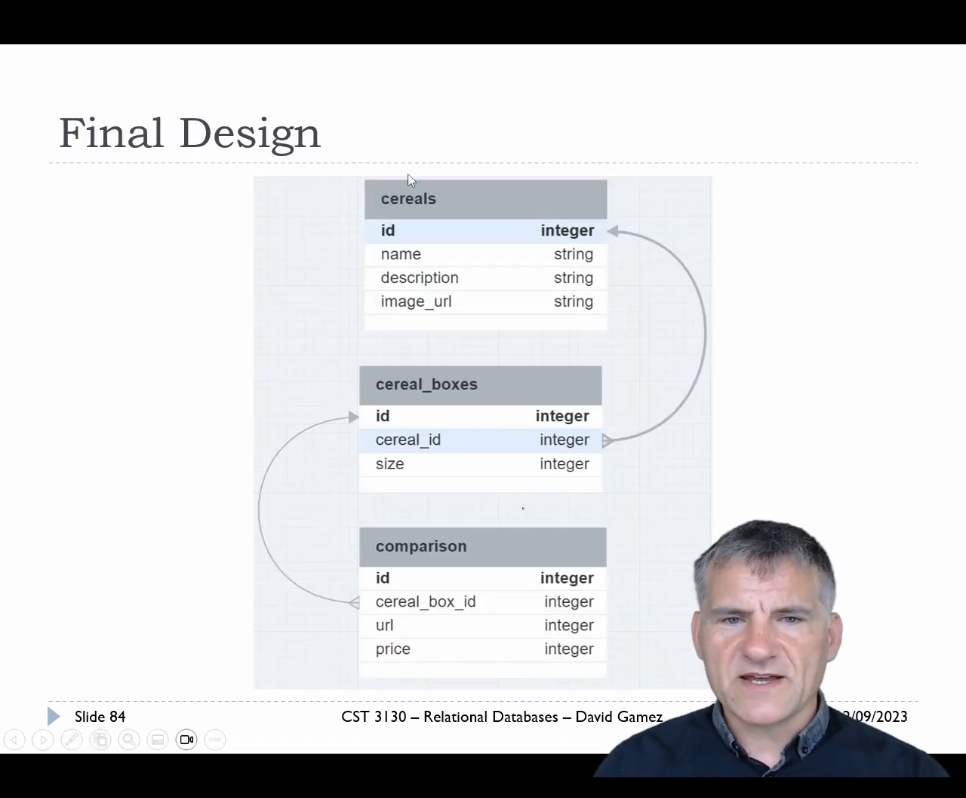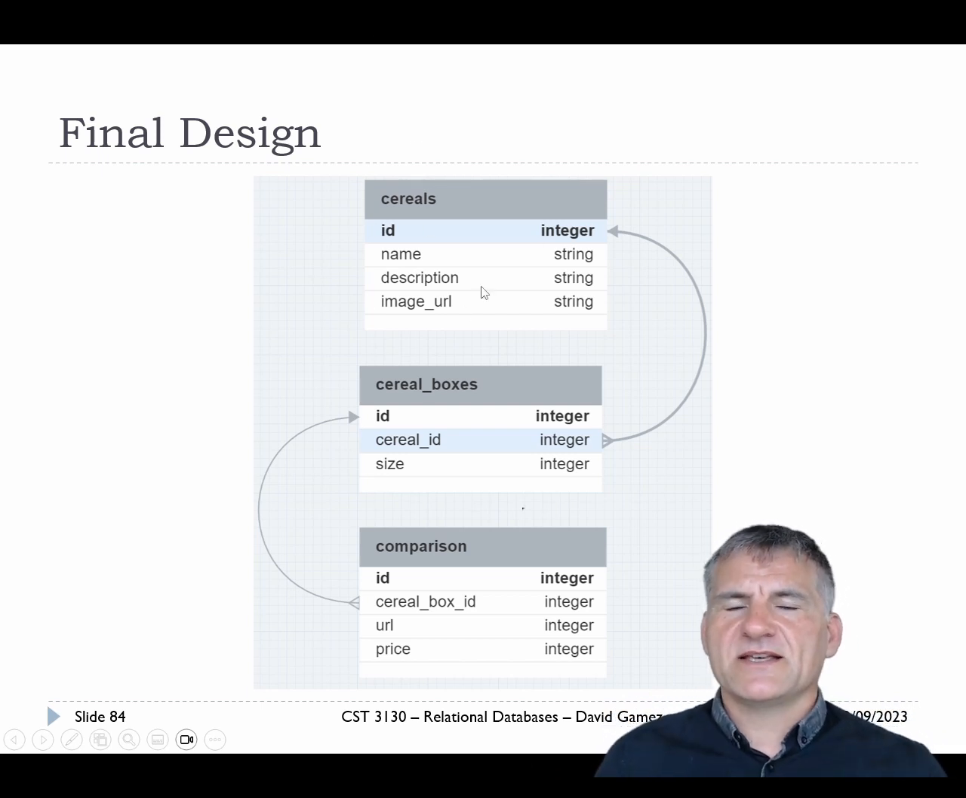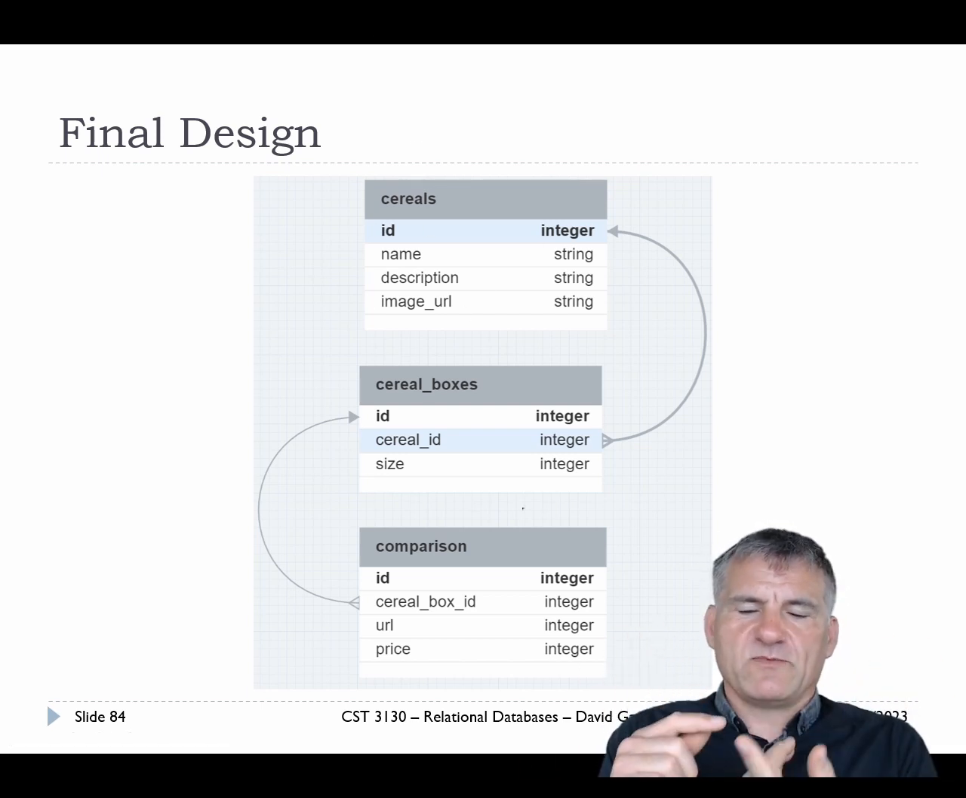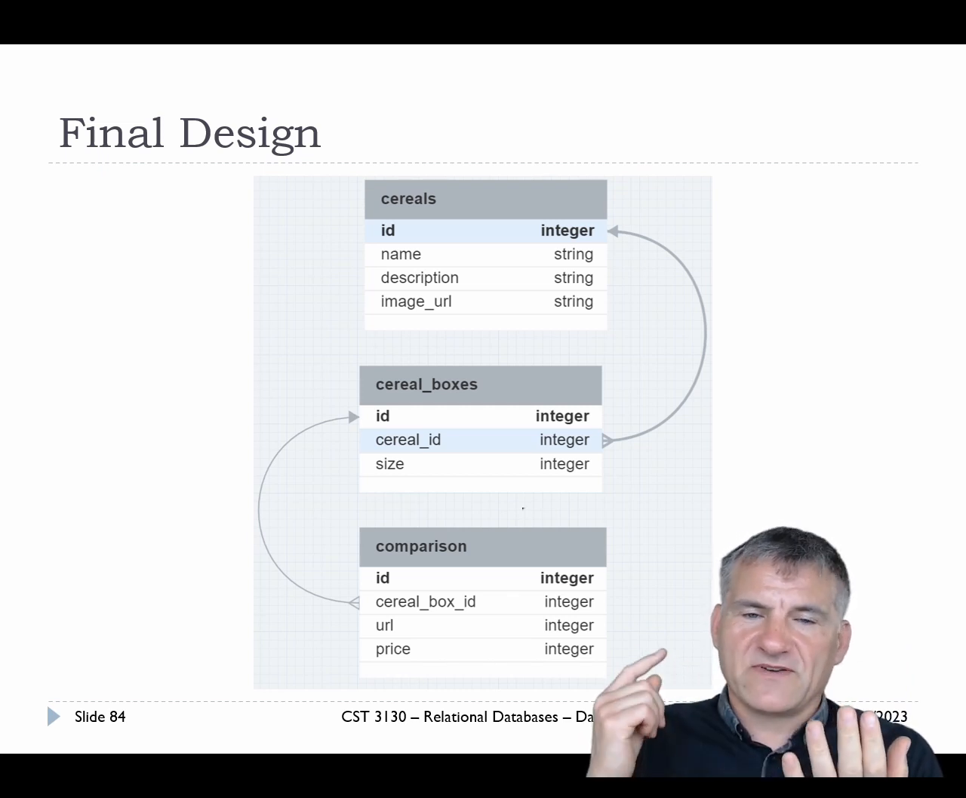So here we can go for the final design. This is my final design. Maybe you can come up with a better one, where we have a cereals table here. So these are the different cereals. They would be like Kellogg's cornflakes, Asda cornflakes, Kellogg's fruit and fiber, Asda fruit and fiber, Tesco fruit and fiber.